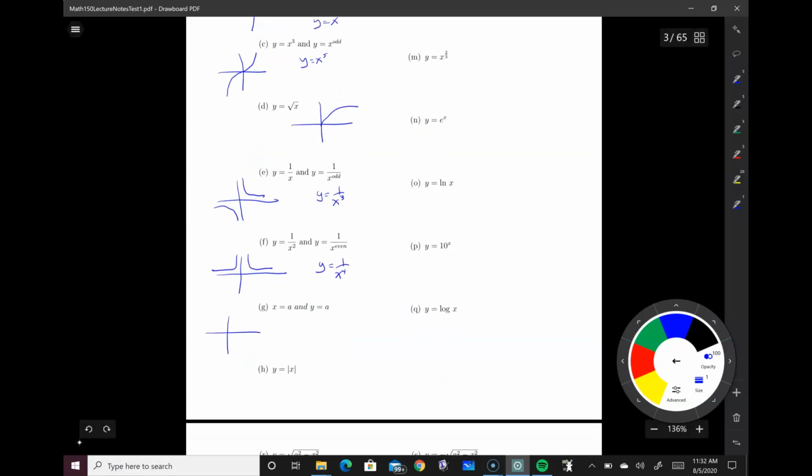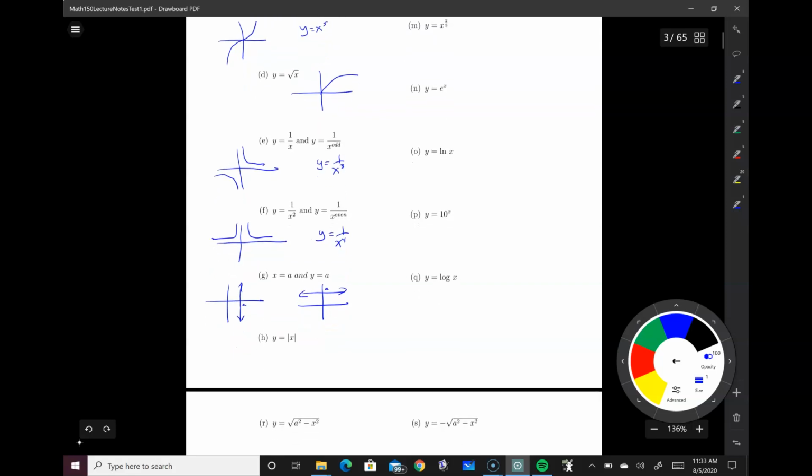So x equal a is this vertical line at a. y equal a is a horizontal line at a. y equal absolute value of x looks like this.